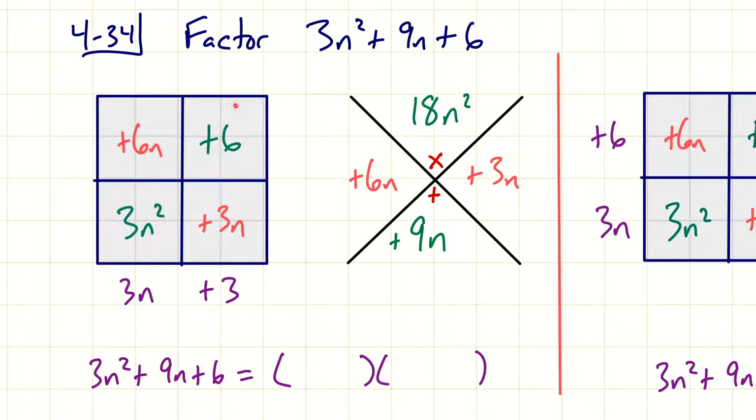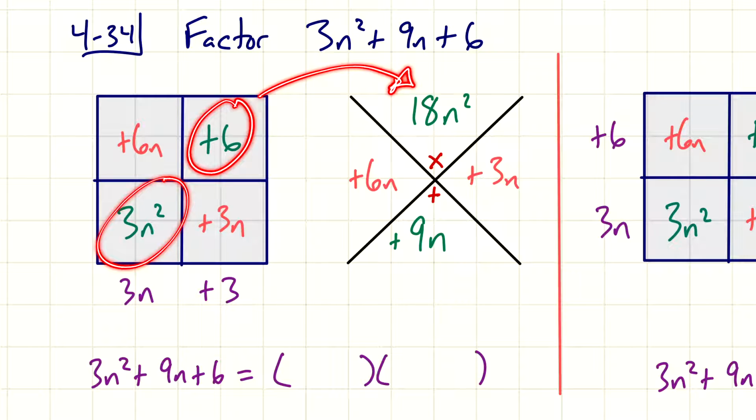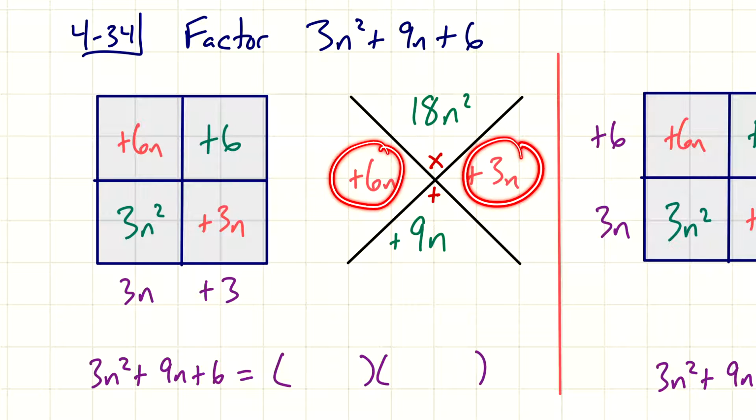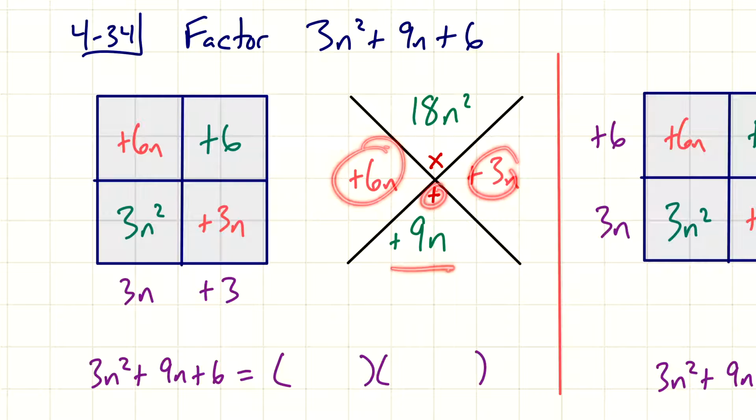3n squared times 6, when we multiply these two, gives us our 18n squared. So that was kind of given to us. What wasn't given to us was the numbers that we need to multiply to give us 18n squared, and the numbers we add together to give us 9n. I've already filled this in for us. So we have 6n and 3n. 6 times 3 is 18. 6 plus 3 gives us 9.